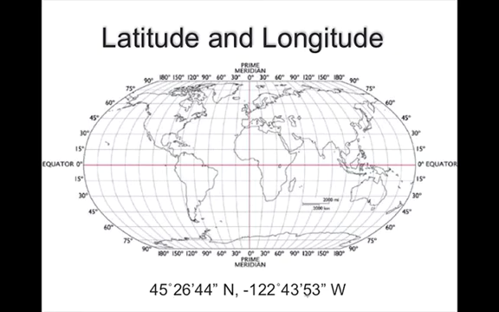So if we were given this latitude and longitude, to find it on the map, we would start at 0, and we would go up until we get to 45 degrees, and then a little bit more because we're at 26 seconds there. And every point along this line that I'm going back and forth on with the cursor is about 45 degrees, 26 minutes, 44 seconds.